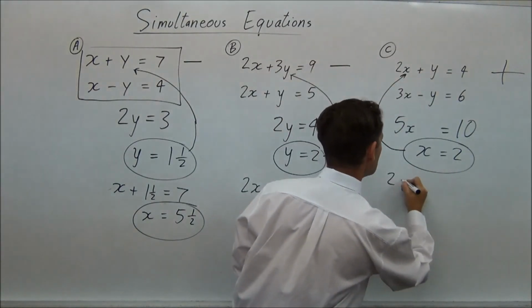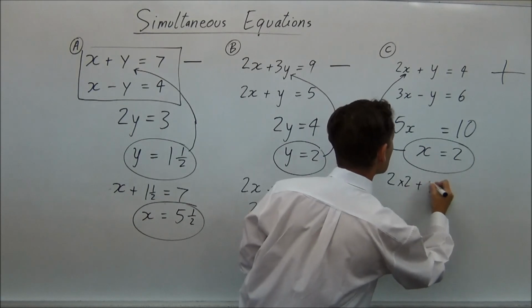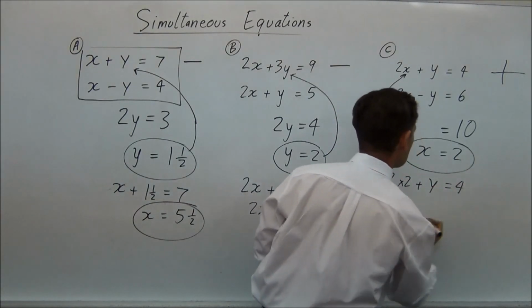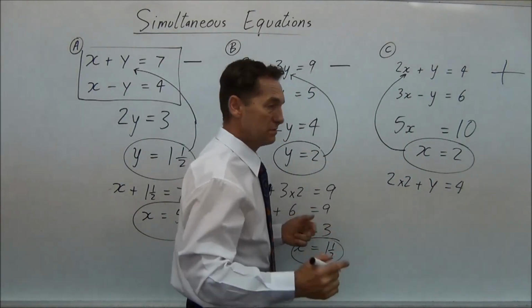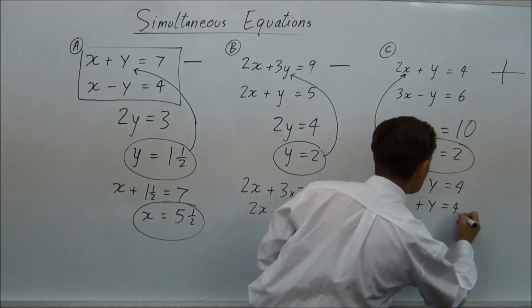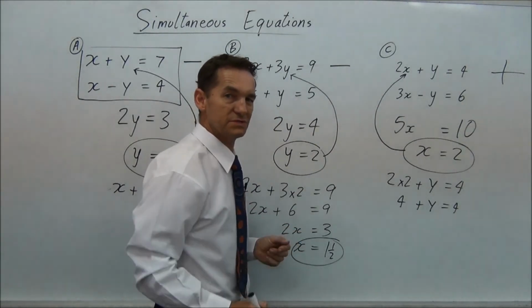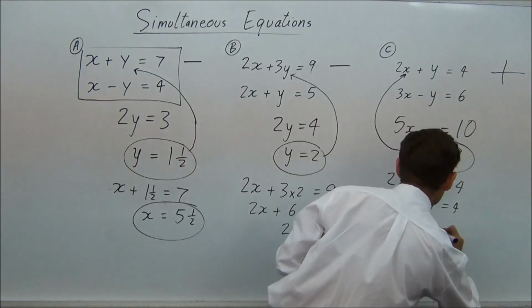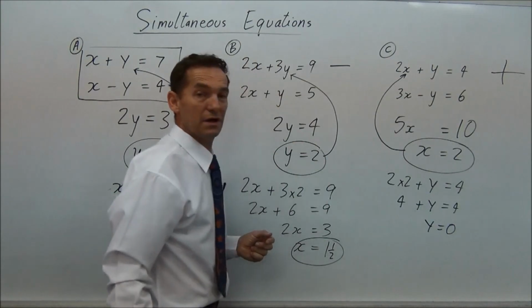So I'm going to get 2 multiplied by 2 plus y equals 4. Well, what's 2 times 2? 4. 4 plus y equals 4. So what's y? In this case, y is 0. So y equals 0. And you're done.